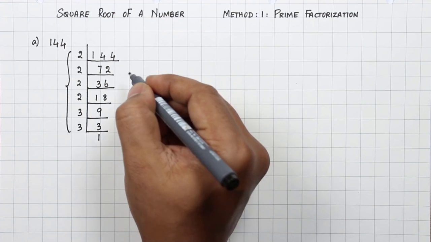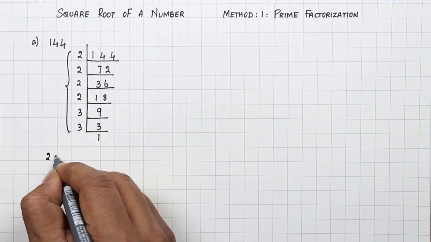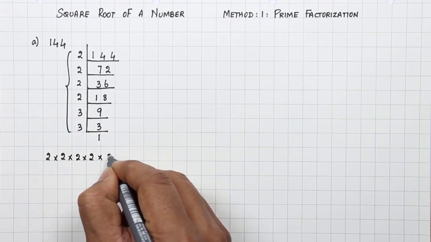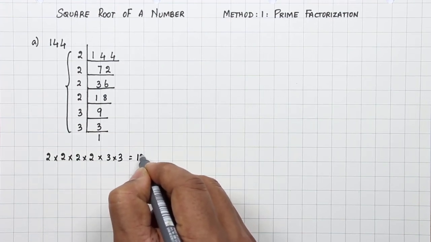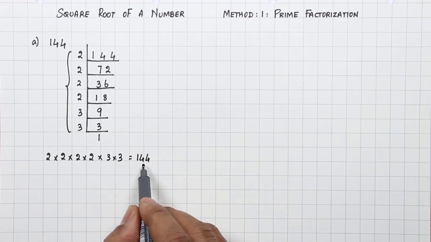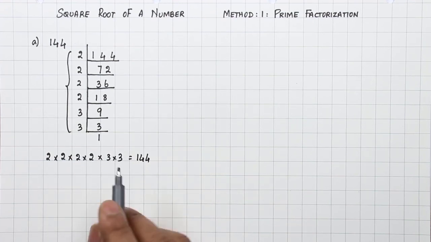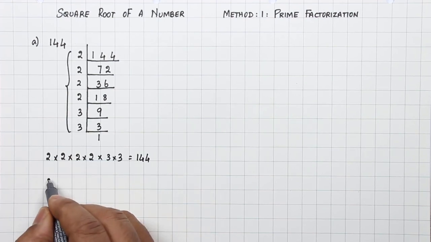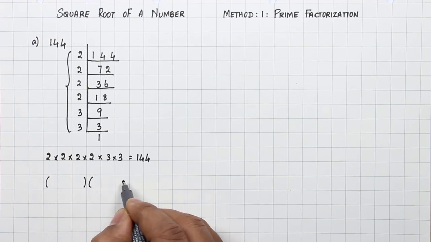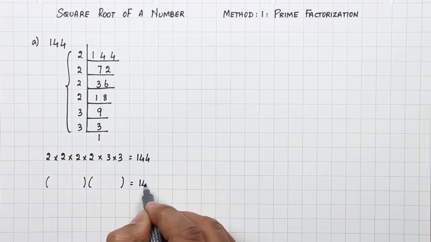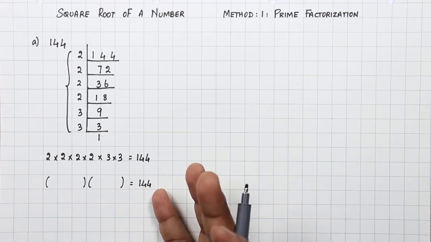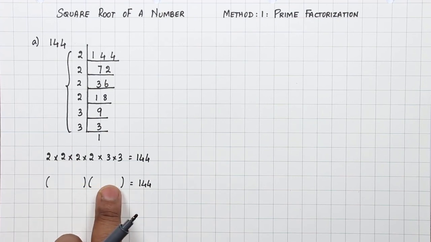Now say for example, I have a number which is represented as 2 times 2 times 2 times 2 times 3 times 3, which is 144. Now is it possible for you to represent this number in terms of two identical factors? If I want to find out whether 144 is a perfect square, now a perfect square is nothing but a factor multiplied by itself. So these two have to be identical factors.